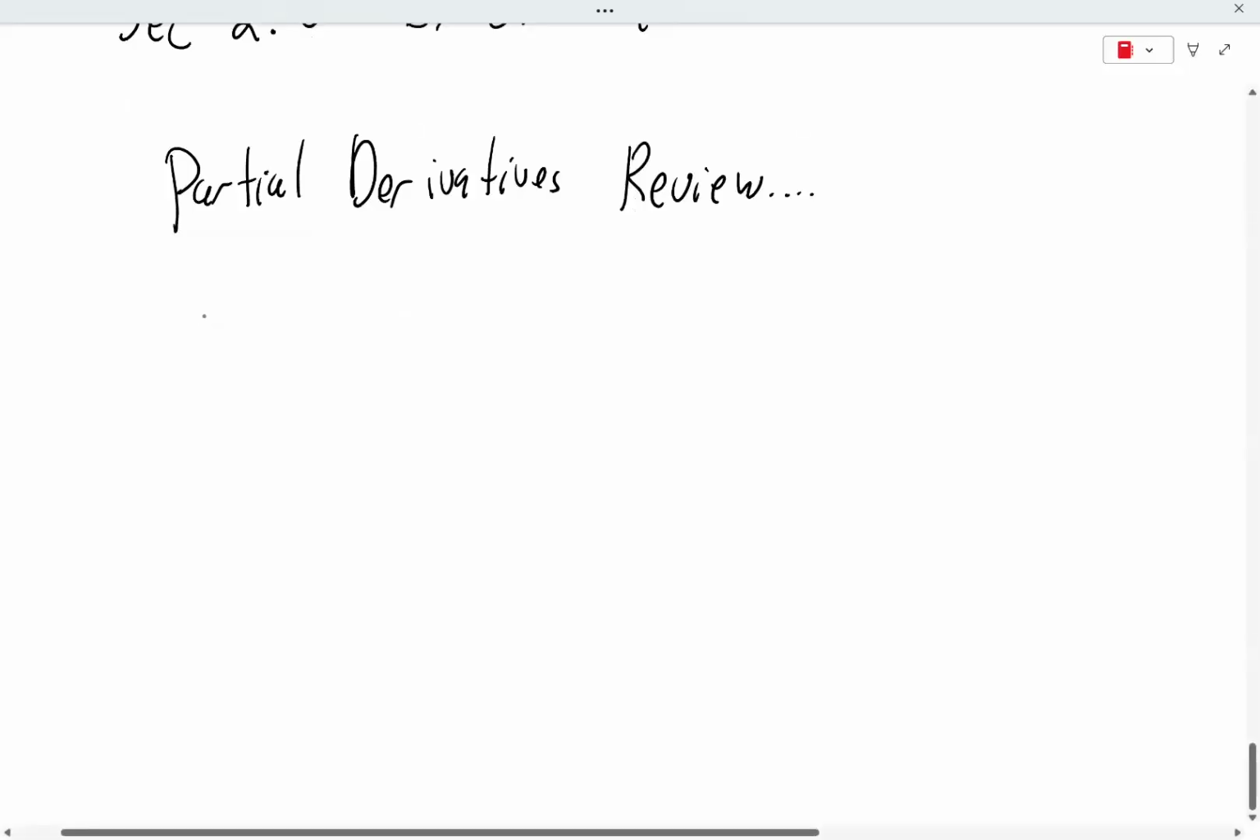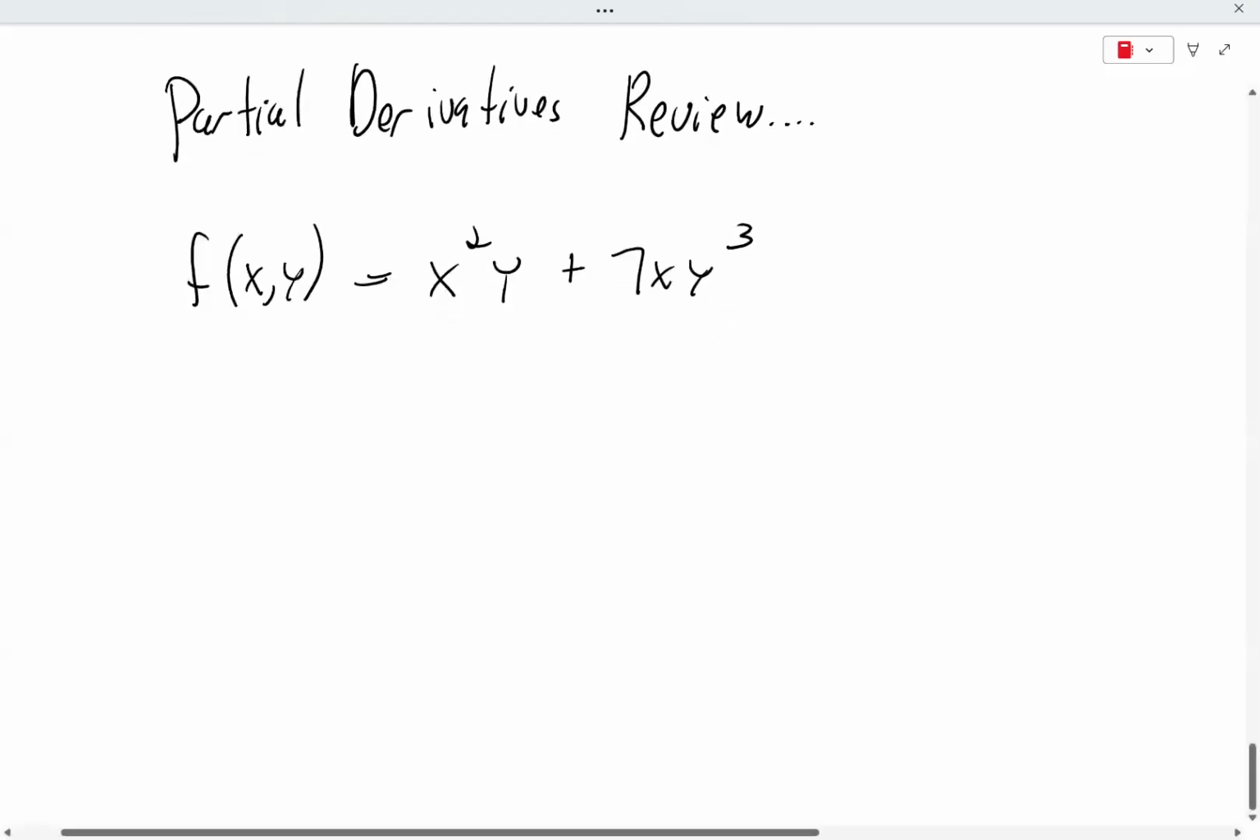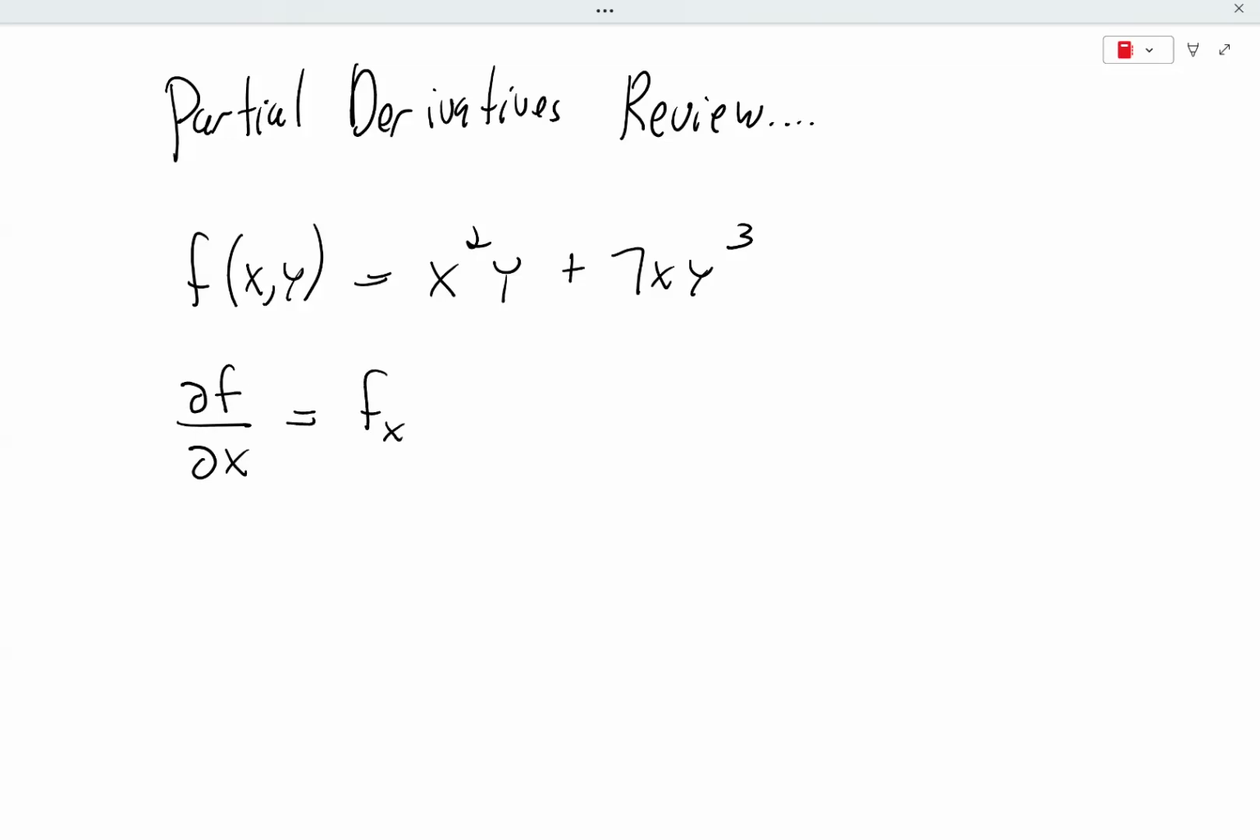If you have a multivariable function like this, so you have two independent variables, x and y, let's say you want to find a partial derivative. For example, let's say you want to find a partial. Sometimes you write these curly d's like this. So this is the partial of f with respect to x. Another way to write this too is f subscript x, another notation for it.